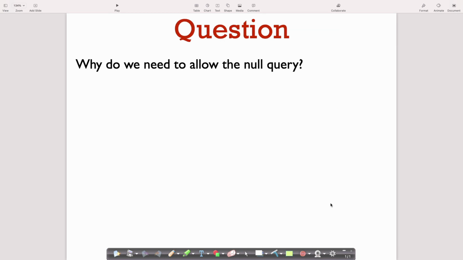Okay, so now is a good time to pause and just think about, why do we need the null query at all? Okay, so think about that for a second.